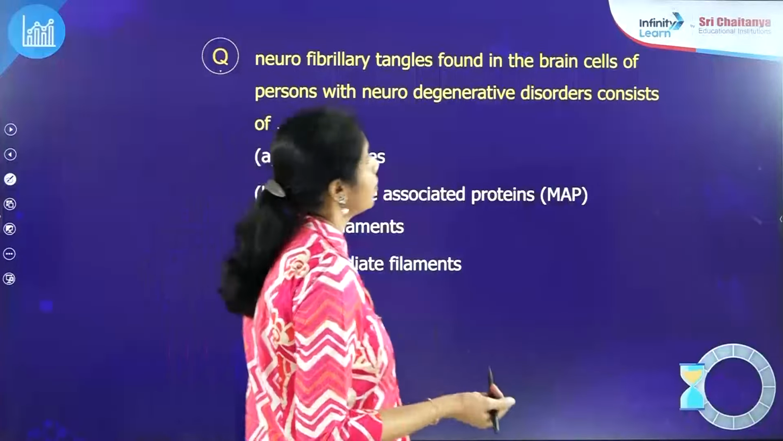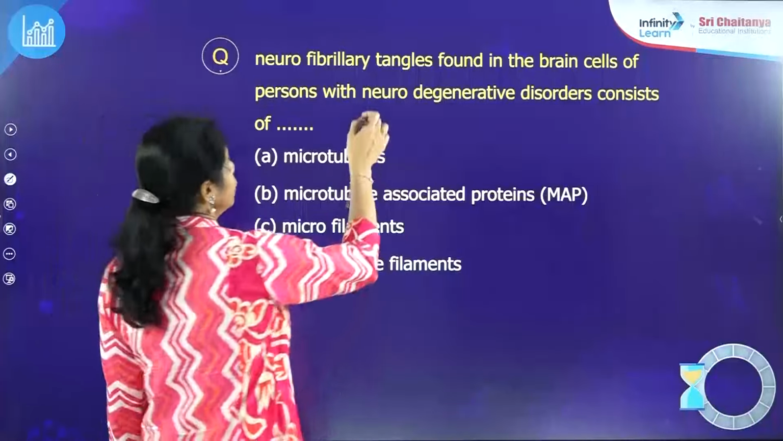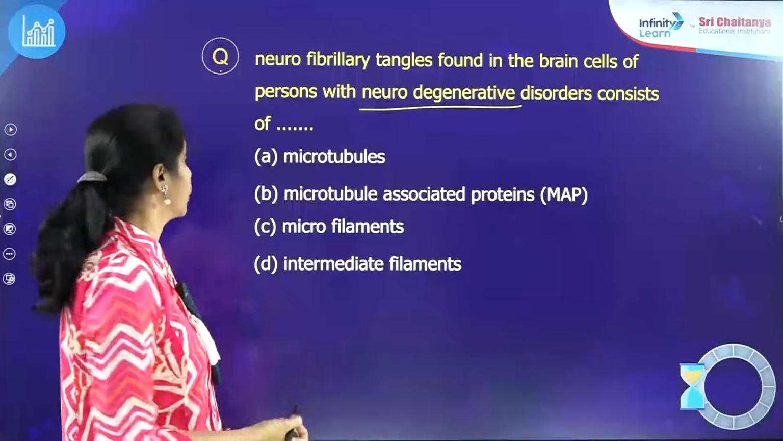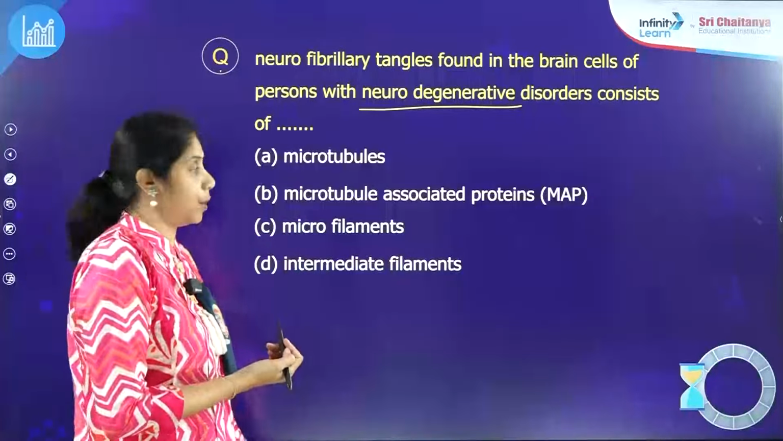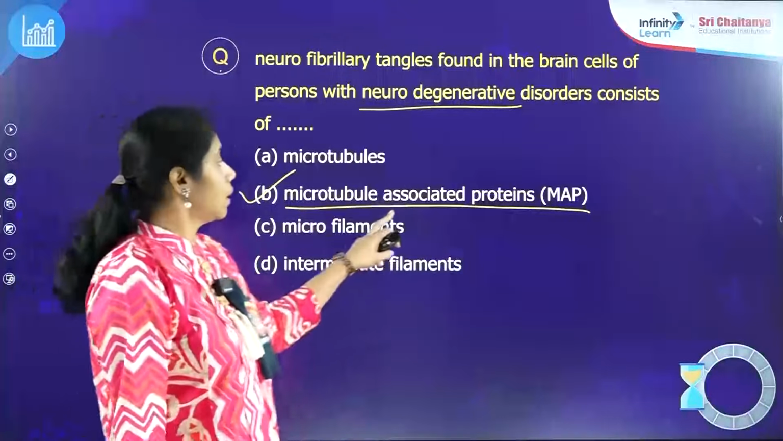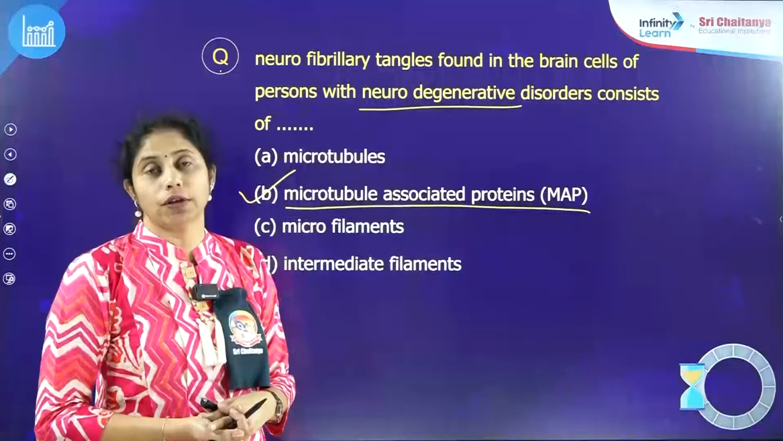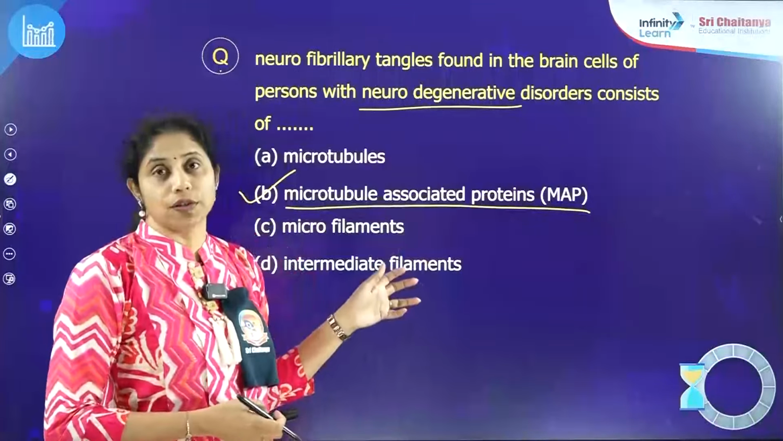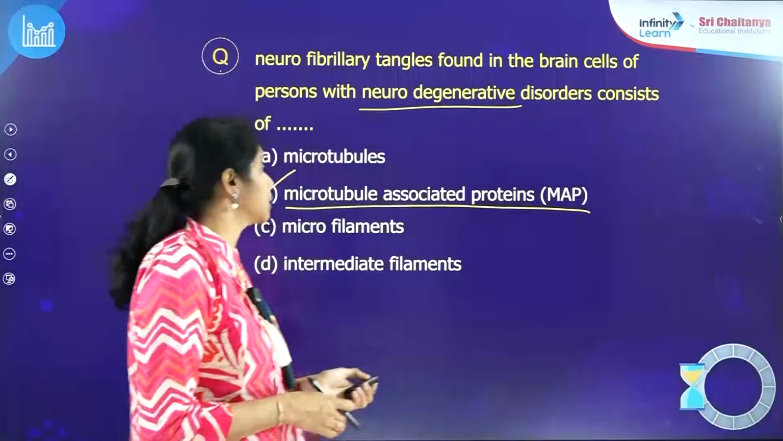Neurofibrillary tangles found in the brain cells of persons with neurodegenerative disorders consist of... These neurodegenerative disorders are generally associated with microtubules, microtubule associated proteins, microfilaments, intermediate filaments. These are associated with microtubule proteins. These have some defect in the patients showing neurodegenerative disorders. So, neurological disorders like Alzheimer's disease are related to the microtubule associated proteins.